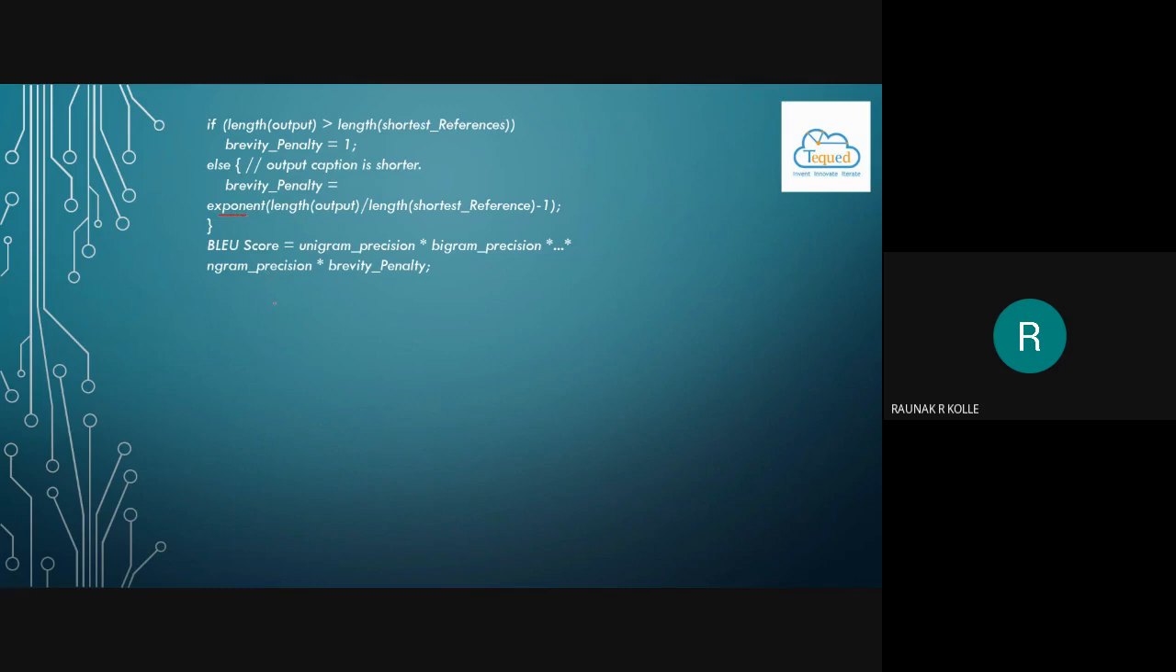And BLEU score is the unigram precision multiplied by bigram precision multiplied by trigram and so on till n-gram precision, multiplied by the brevity penalty.